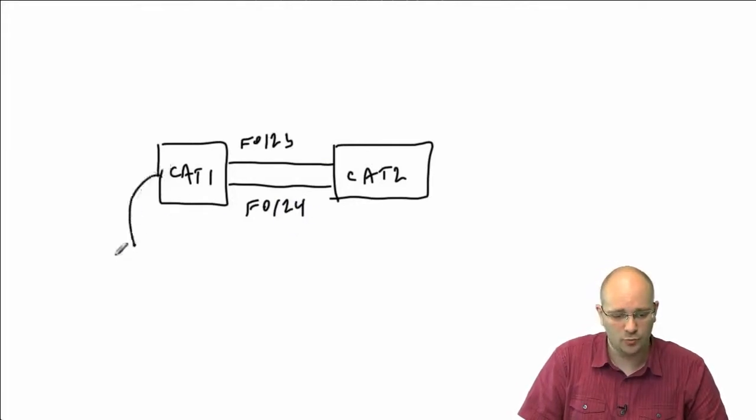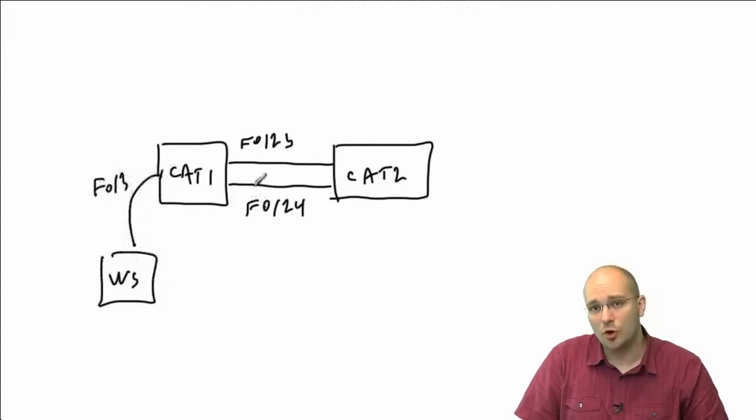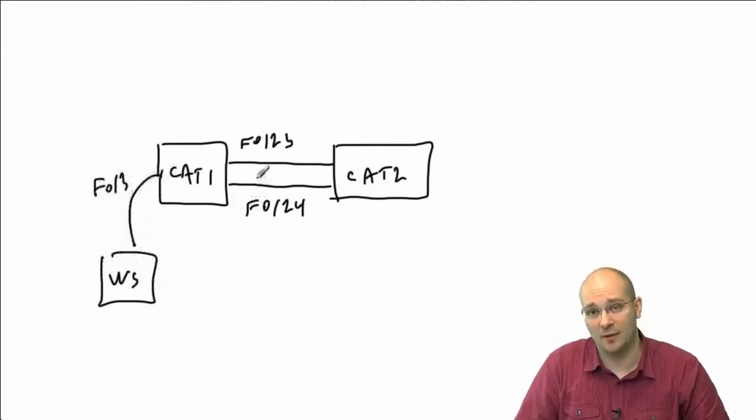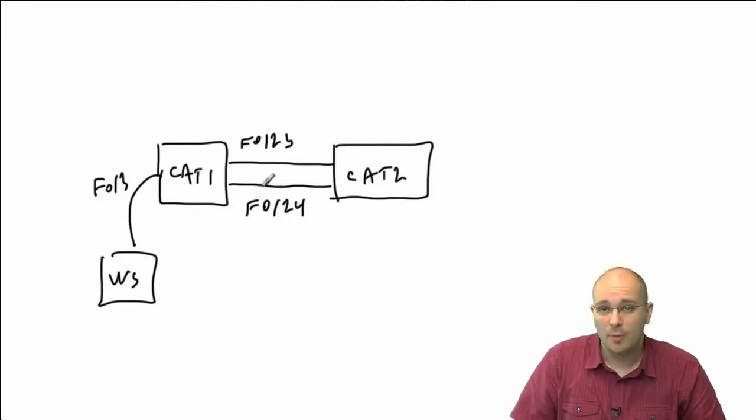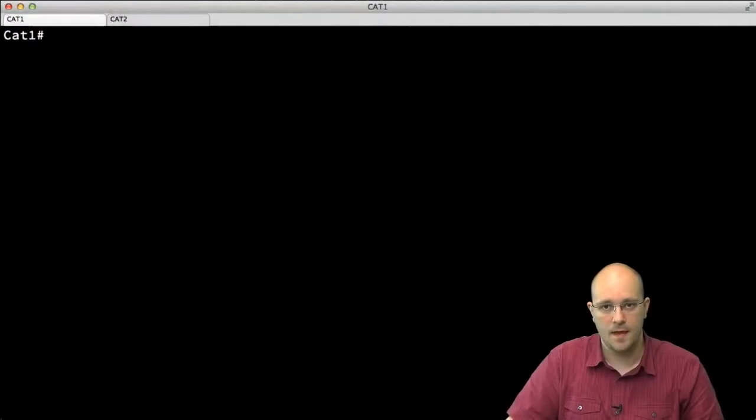Also connected to Cat1, I'm going to have my Wireshark station connected to FastEthernet 0/3, where I'm going to send LACP and PAgP frames when I use one of these two protocols to explore what's happening in the negotiation. But first, let's explore configuring static EtherChannels. I'm going to start that on Cat1.